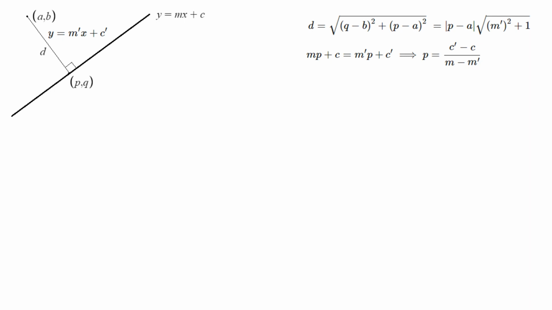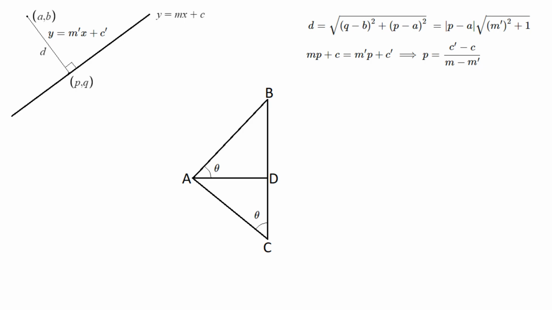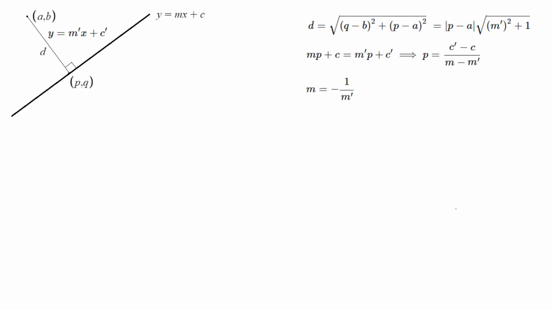To find m', let us take two perpendicular lines and make two triangles from them like you see here. Since triangles ABD and ADC are similar, we get DB/AD equals DA/CD. But DB/AD is the slope of the first line and DA/CD is the reciprocal of the slope of the second line. So these slopes are reciprocals, and because the second line is sloping down while the first one is sloping up, both would naturally have opposite signs. Therefore, the slopes of perpendicular lines are negative reciprocals of one another.